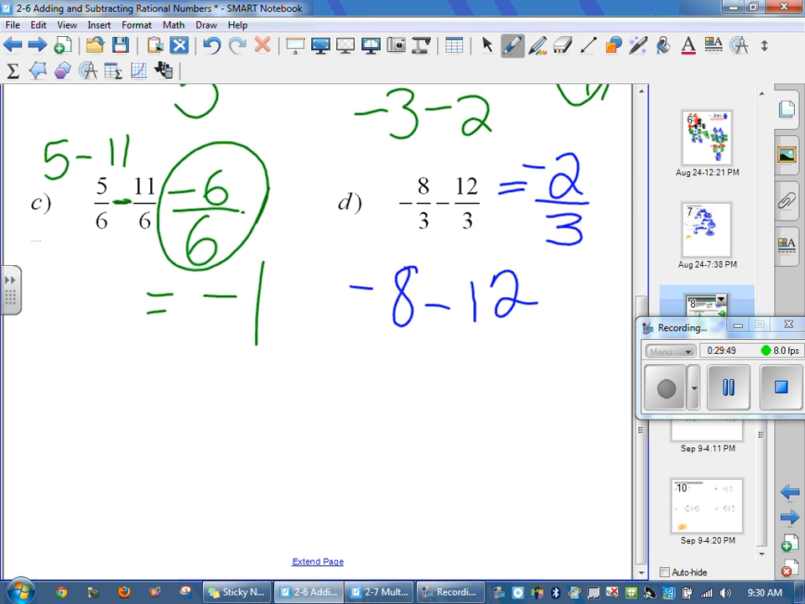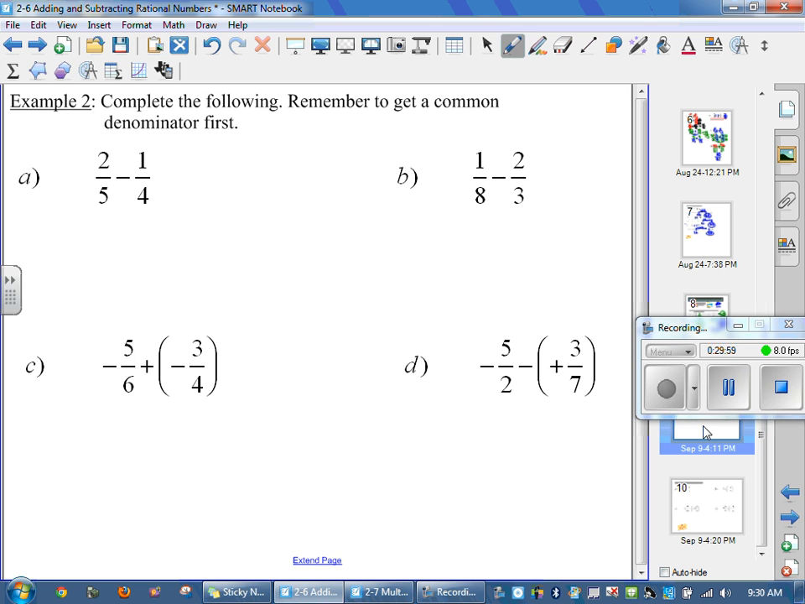Okay, let's try these ones. Again, same rules apply. We want to change our bottom numbers to be identical. So, on the first one, we're going to take the two bottom numbers and just multiply them because they don't divide into any other number smaller. So if we multiply 5 and 4, what do we get? 20. Good. So that means I'm going to take the 5 and times it by 4. I'm going to take my top number 2 and also times it by 4. So that gives me an 8 over 20.